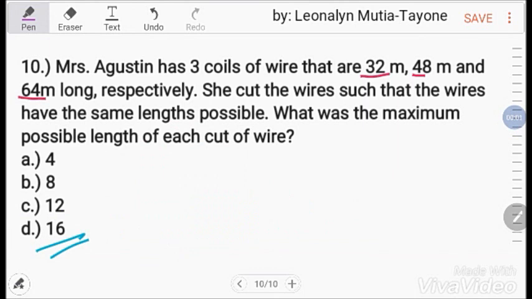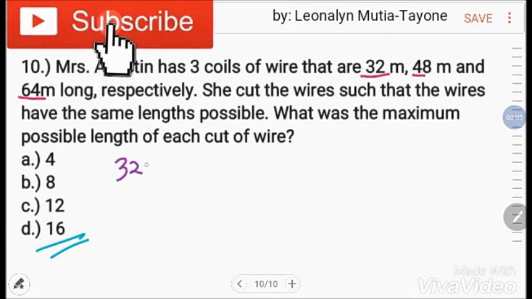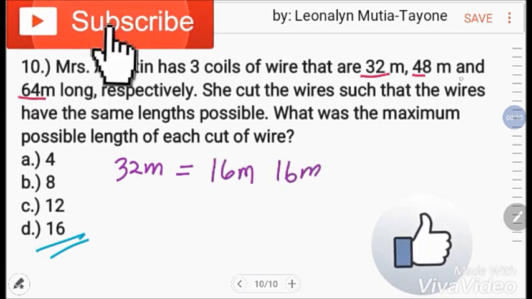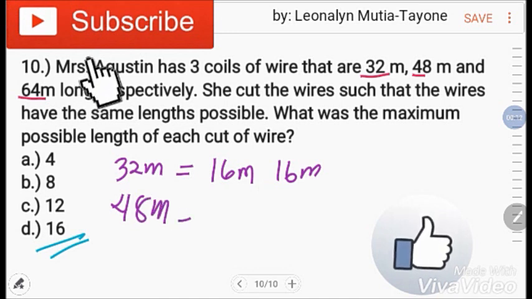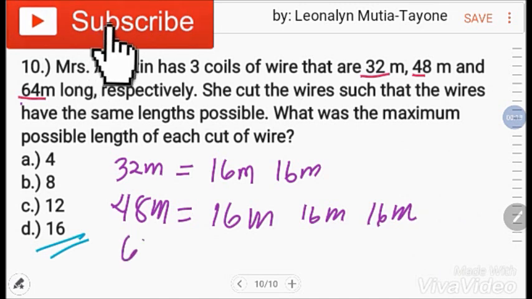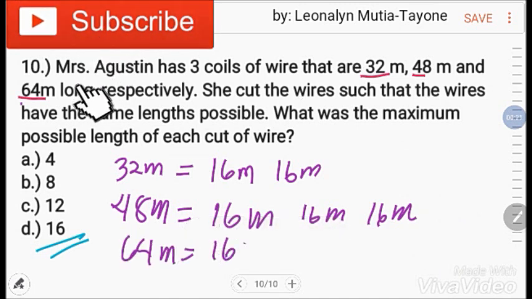So, i-detalye lang natin. Ibig sabihin, itong 32 meters mo, makakat mo siya ng dalawang 16 meters. Itong si 48 meters mo, makakat mo siya ng tatlong 16 meters. Ito namang si 64 meters mo, makakat mo siya ng 4 na 16 meters.